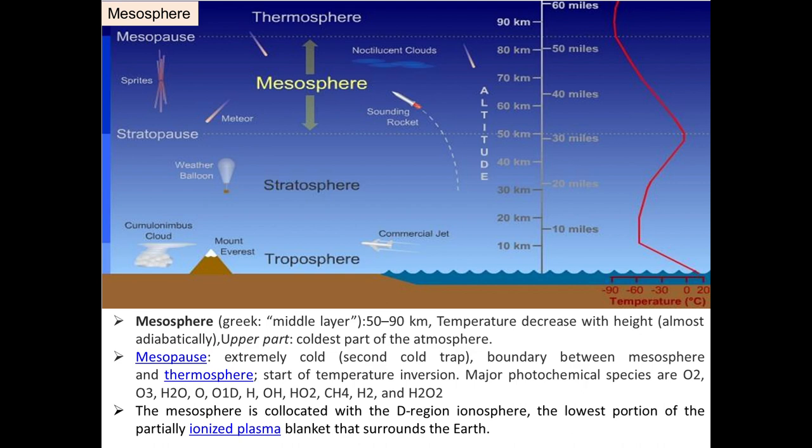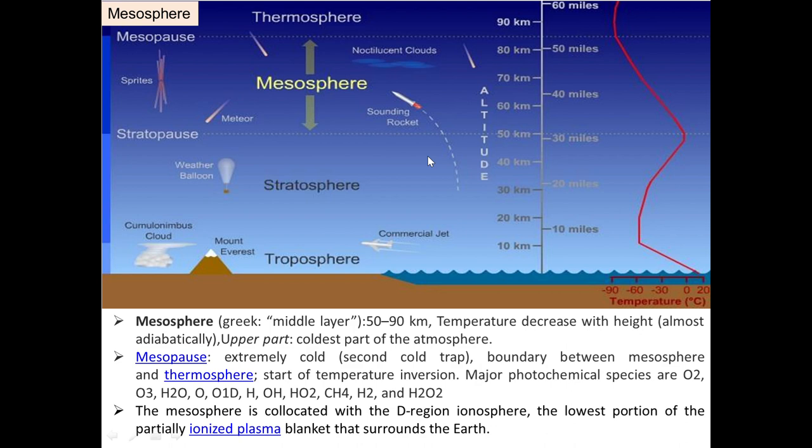So temperature decreases with height almost adiabatically in the upper part of the atmosphere's closest region, up to the mesopause. What is the mesopause? It is an extremely cold layer that is a boundary layer between the mesosphere and the thermosphere. Here is the mesopause, and it is the boundary layer between the mesosphere and thermosphere.